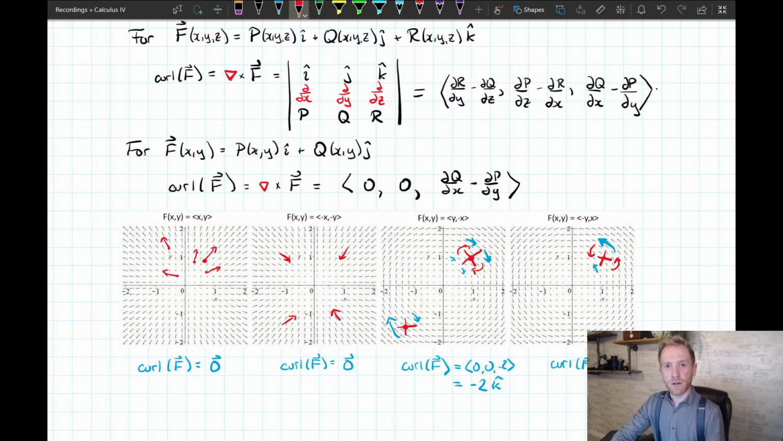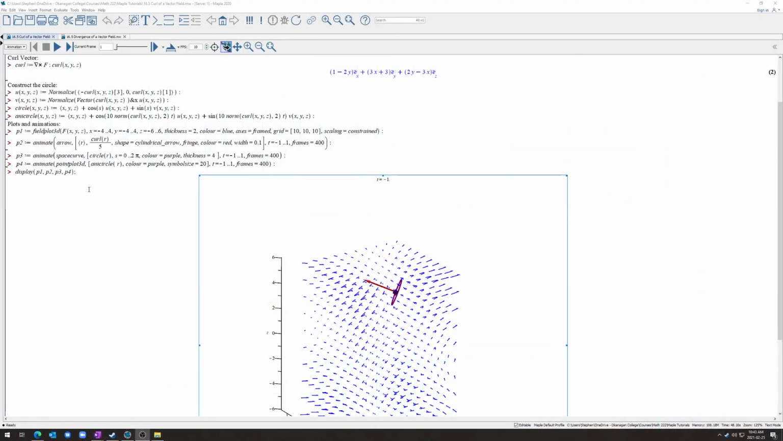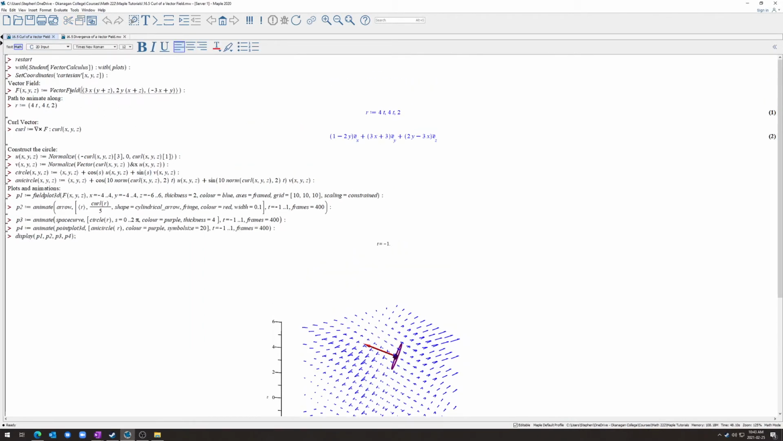Now that we've seen curl in a two-dimensional sense, we can think about what curl would look like in a three-dimensional vector field. I've got a Maple worksheet here that might help us to visualize that, although there's a lot of stuff going on here. The vector field I've got is 3x times y plus z, 2y times x plus z, negative 3x plus y. I'm going to take a look at curl here. You can see curl is given by the three components, 1 minus 2y, 3x plus 3, and 2y minus 3x. So, unlike in that last example, the x and y components of curl are not both 0.